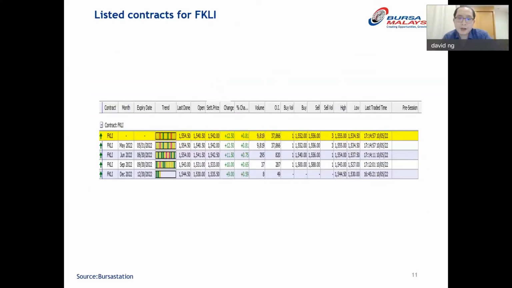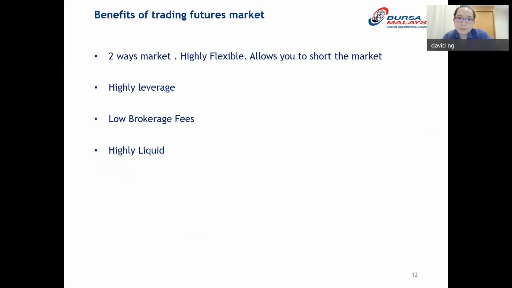FKI, if you look at the heaviest traded volume, is always the current month, which is the May, and that's usually the benchmark month for the FKI market. So that's how you differentiate whenever you're looking into the futures market. If someone were to ask you what's a benchmark contract for a particular product, you can always refer to the contract month as having the highest volume traded on the particular listed contracts.